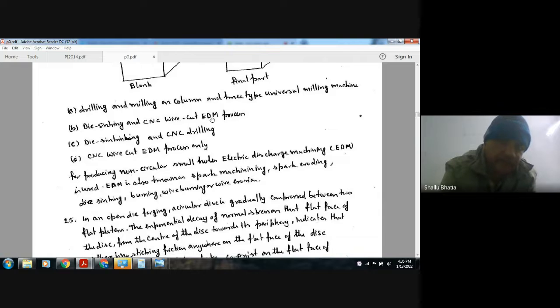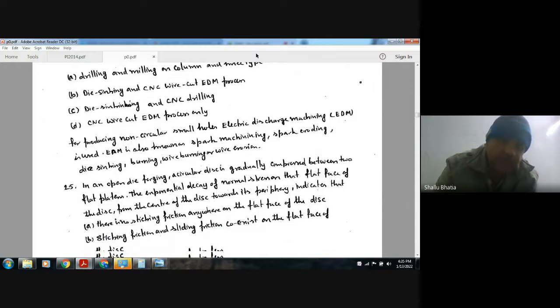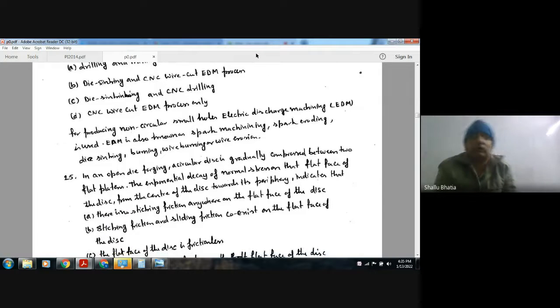So EDM is used for producing non-circular holes, and circular holes when required. We can make circular holes with other processes like drilling, but when non-circular holes are required, and small circular holes are required, then EDM is used.